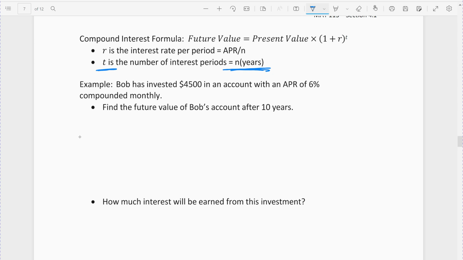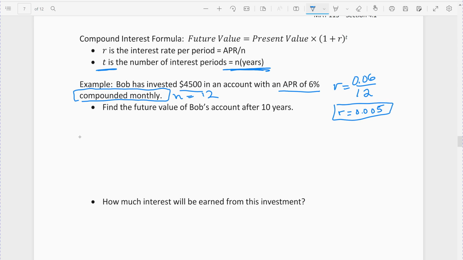Alright, so Bob has invested $4,500 into an account with an annual percentage rate of 6%, but we're breaking it down monthly. So N is 12, which means we're taking our APR, and to get R, our interest rate per period, we take our APR as a decimal, so 0.06, and we break it down over the 12 months. So 12 times a year, my money gets reinvested, and every time it gets reinvested, I earn a little bit more, because I have a little bit more money in my account. Alright, this one does simplify to 0.005, so I will simplify R. Sometimes it doesn't. If it doesn't, we leave it exact.